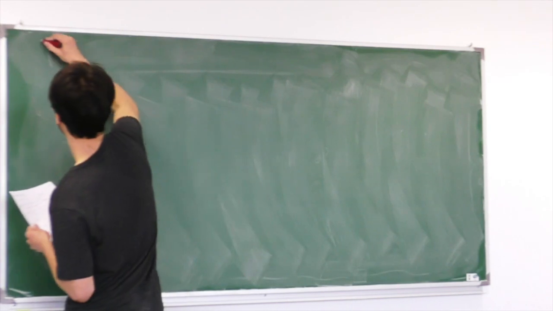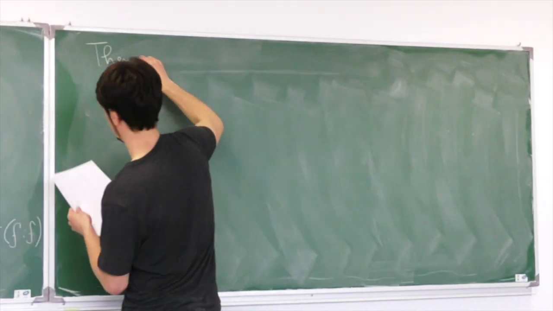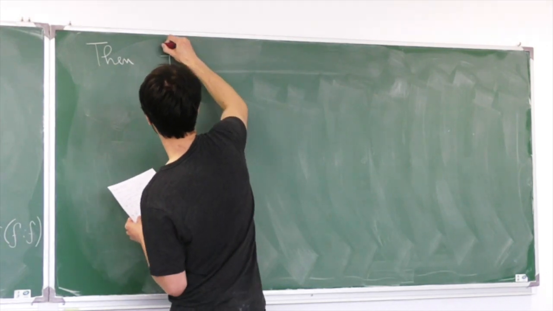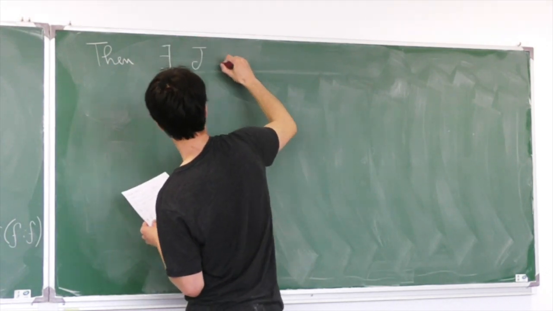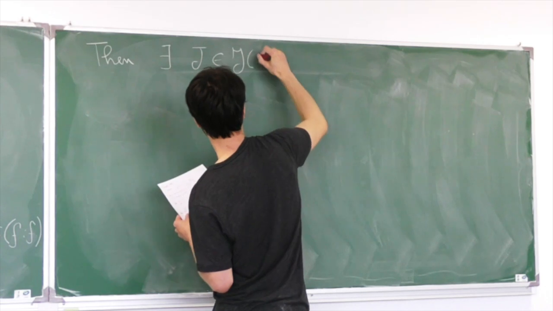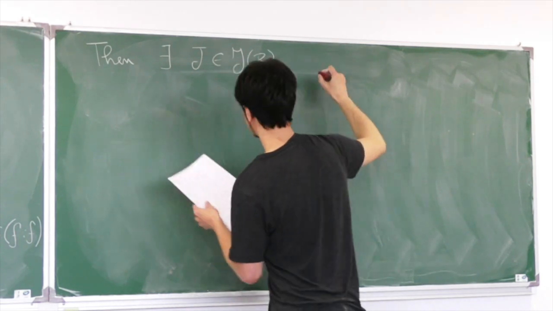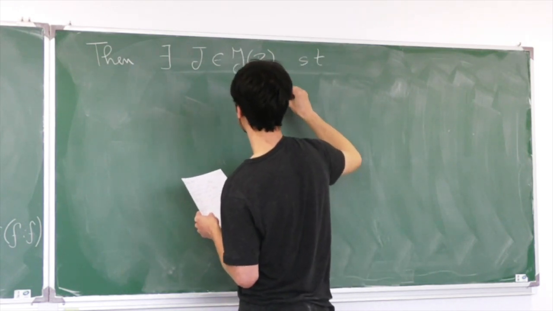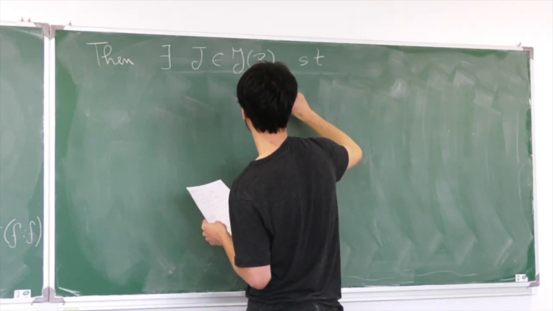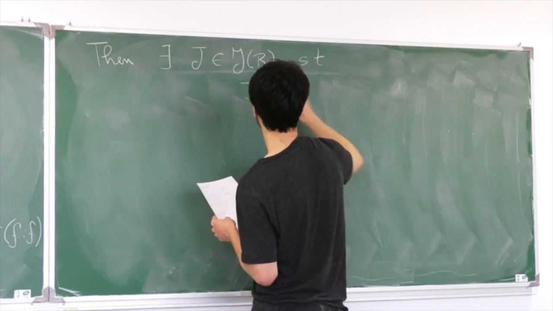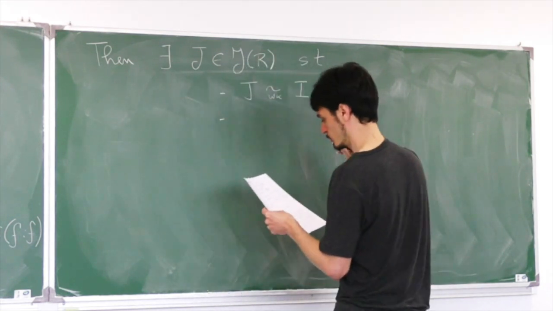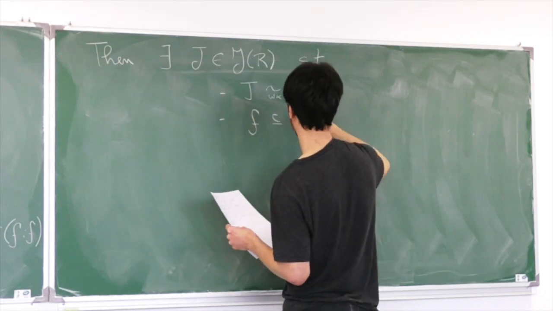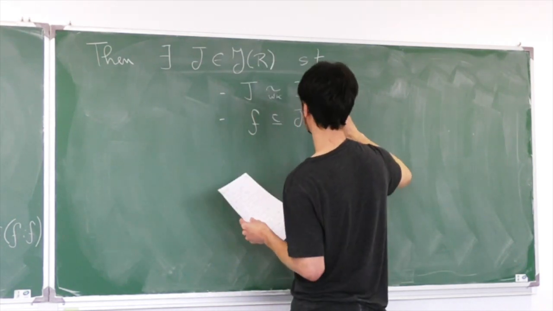Then there exists an ideal J. So this is a fractional ideal such that J is in the same weak equivalence class of I. Okay? And 2, J sits between this ideal F and the order T.